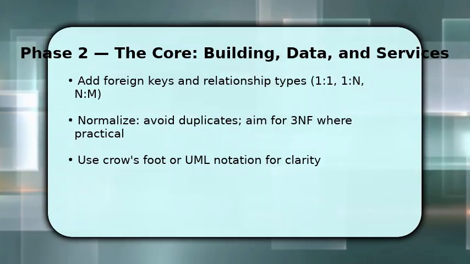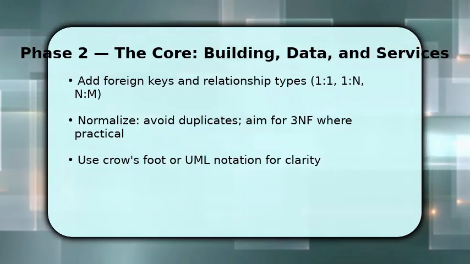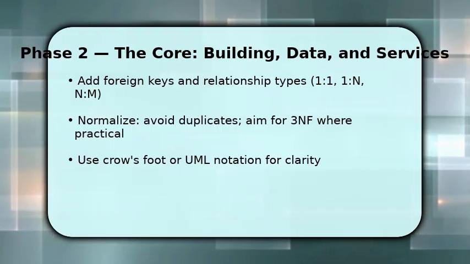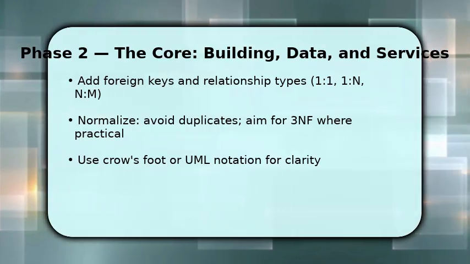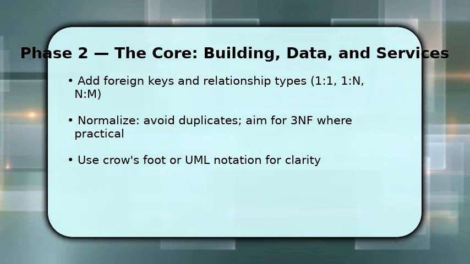Then, resolve many-to-many with junction tables and define constraints: unique, not null, cascade rules. As you work, validate with sample queries to ensure the schema supports anticipated use cases and reporting needs.